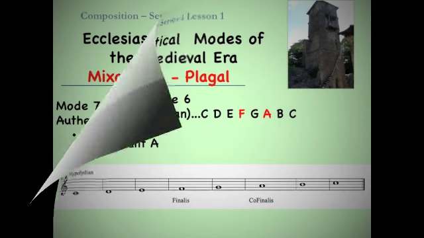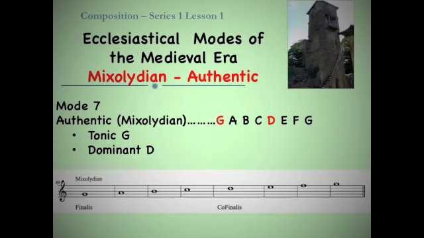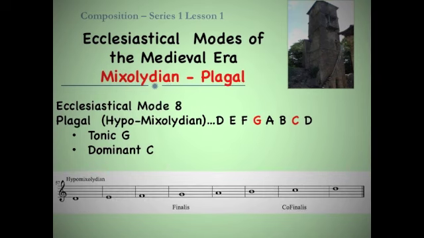Modes 7 and 8, the last two modes of the medieval era. These were called the Mixolydian modes, and the authentic version of the Mixolydian mode has the notes G, A, B, C, D, E, F, G. The tonic is G, the dominant is D. The eighth and final mode is a plagal version of the Mixolydian mode. It is called the Hypomixolydian. Its notes are as follows: D, E, F, G, A, B, C, and D. The tonic is G, the dominant is C.